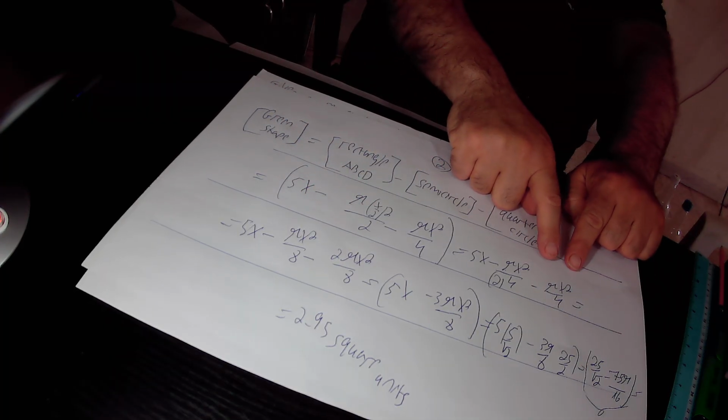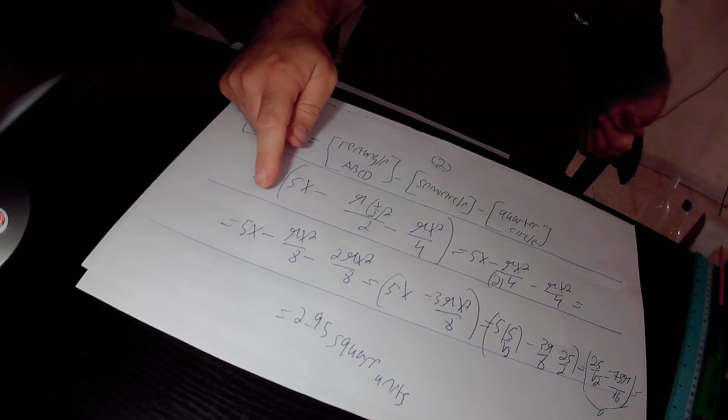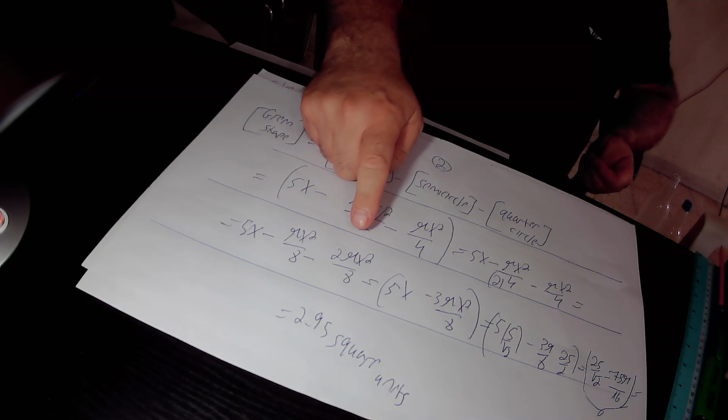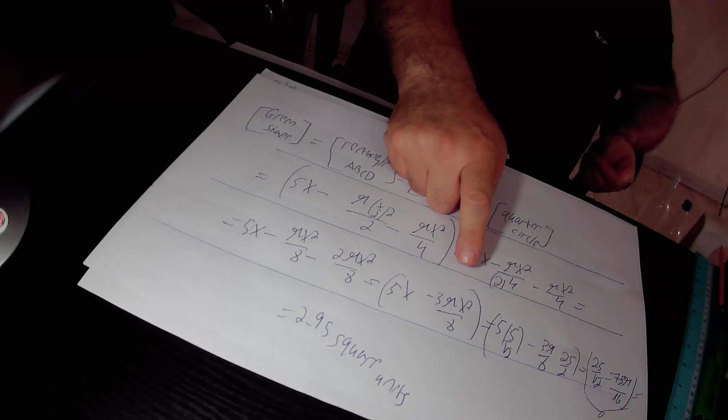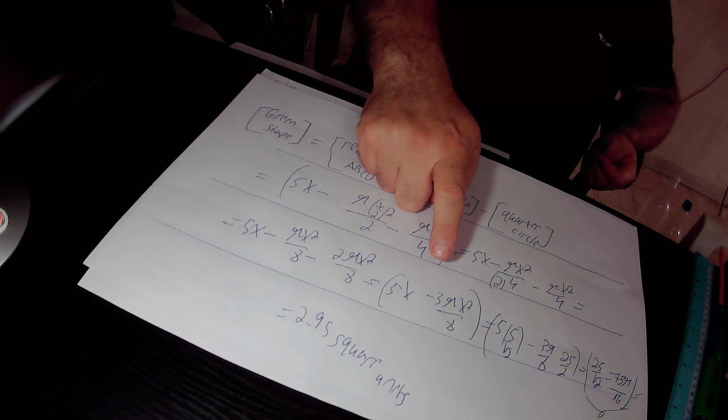Here we multiplied both the numerator and the denominator of this expression by 2. After we multiply it by 2, we get that this expression equals 2 pi x squared over 8. So in total the area of the green shape equals 5x minus pi x squared over 8 minus 2 pi x squared over 8, which equals 5x minus 3 pi x squared over 8.